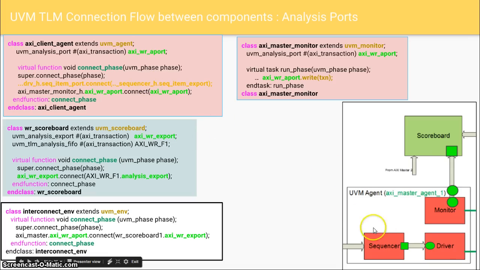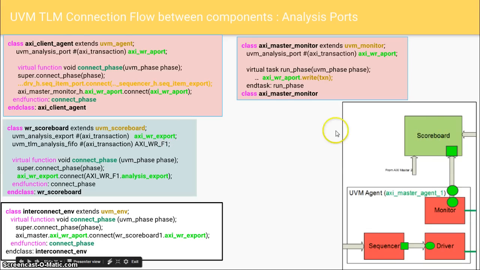Now again in the agent, you have to connect the monitor A port to the agent A port, and these two A ports are user defined A ports. So two connections are needed in the agent: the connection between the sequencer and the driver, and the monitor A port to the agent A port. Now in the scoreboard, you have to supply an implementation. There should be a final analysis export, and you should supply an implementation for the analysis export.